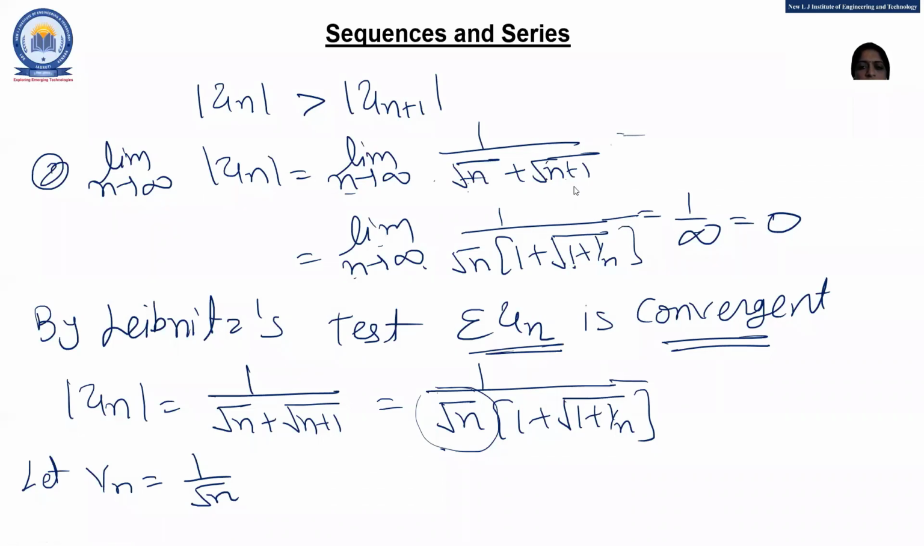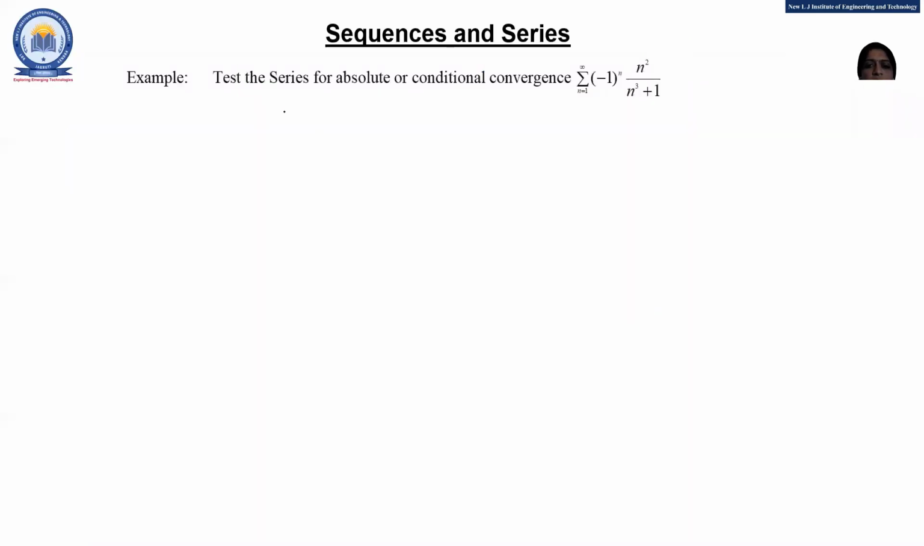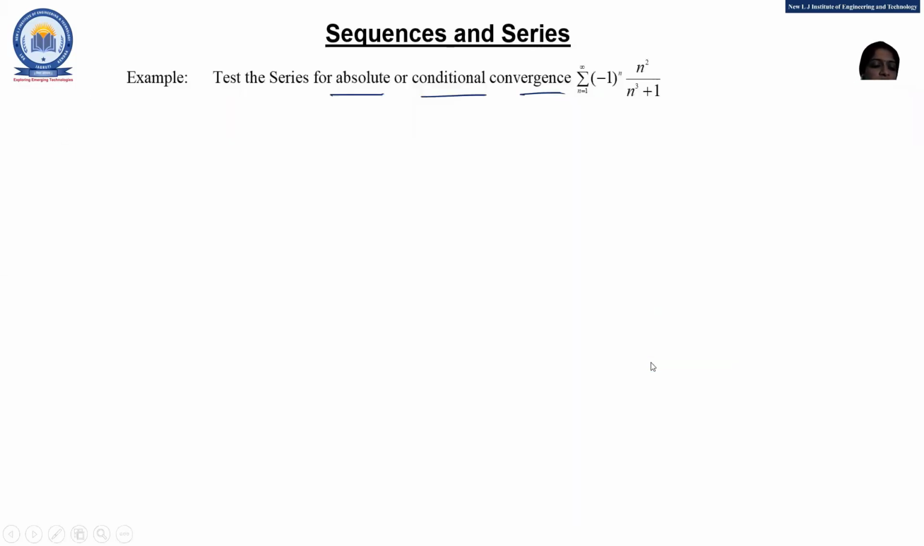Okay, so let's move with one more example. Take the series for absolute or conditional convergence. Dev, in this case, first we check for mod Un, then we'll go for Un if it is necessary. If you check mod Un first and you get convergent, then no need to go for Un. But if mod Un is divergent, then you have to go for Un also. Okay, so let's start.